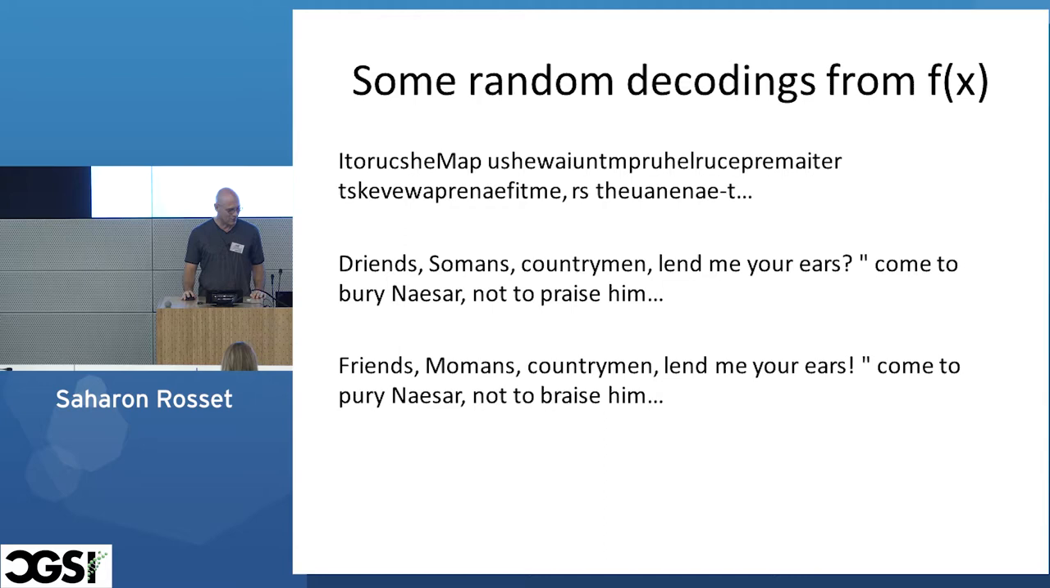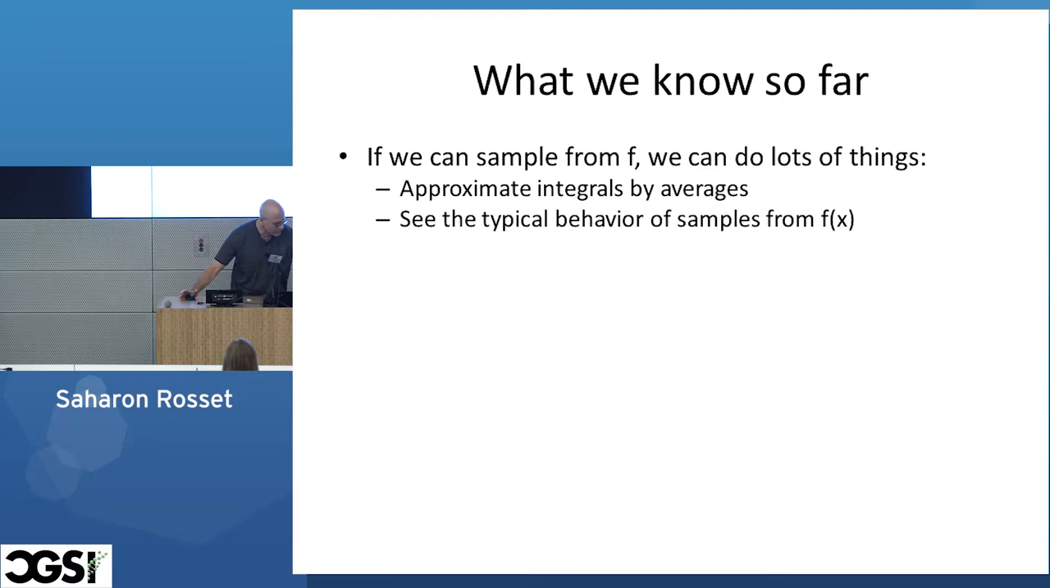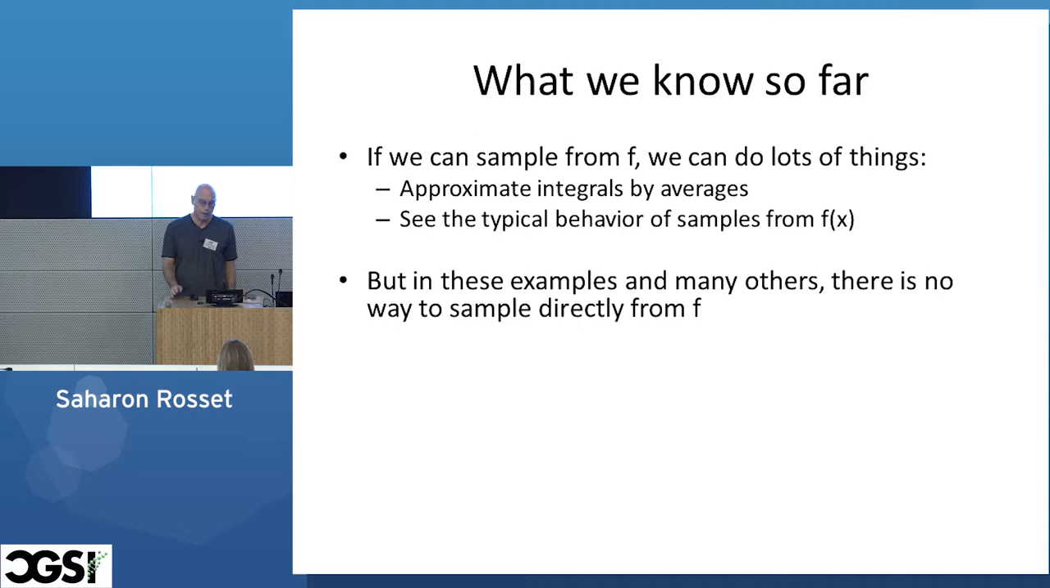Okay, so all I did so far was to try to convince you that being able to sample is good and important. And if we can get a sample, we can approximate integrals by averages, or we can see this kind of typical behavior of what samples from F look like. But, for example, in the simplest example, say in the cipher example, I have no black box that can give me high probability decipherings, right? I can get a random permutation, but a random permutation is not a sample from F. F puts high probability on good permutations and low probability on bad permutations, so I need a way to do this sampling, if we agree that sampling is useful.